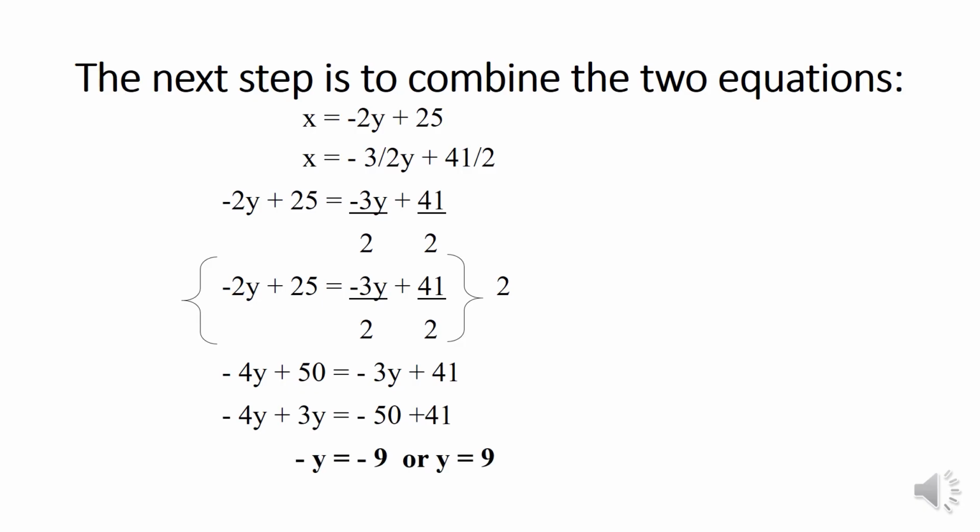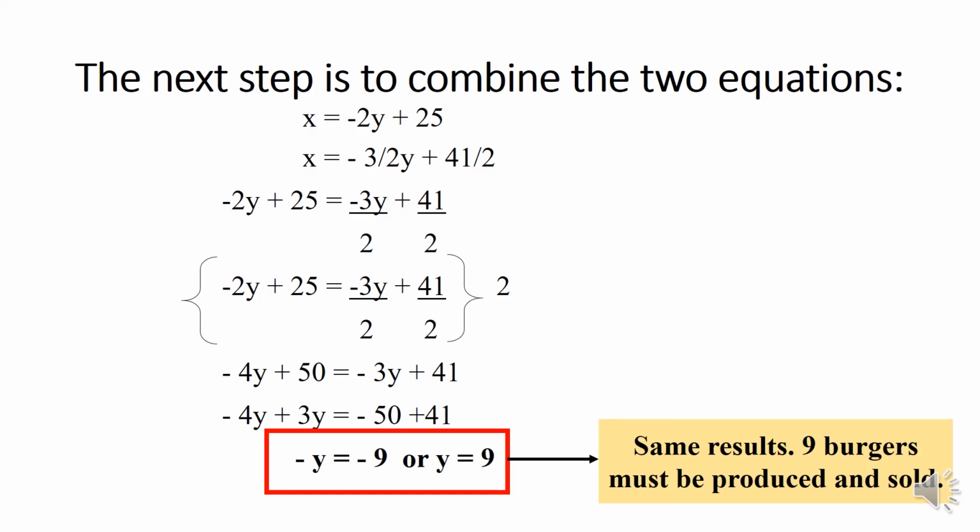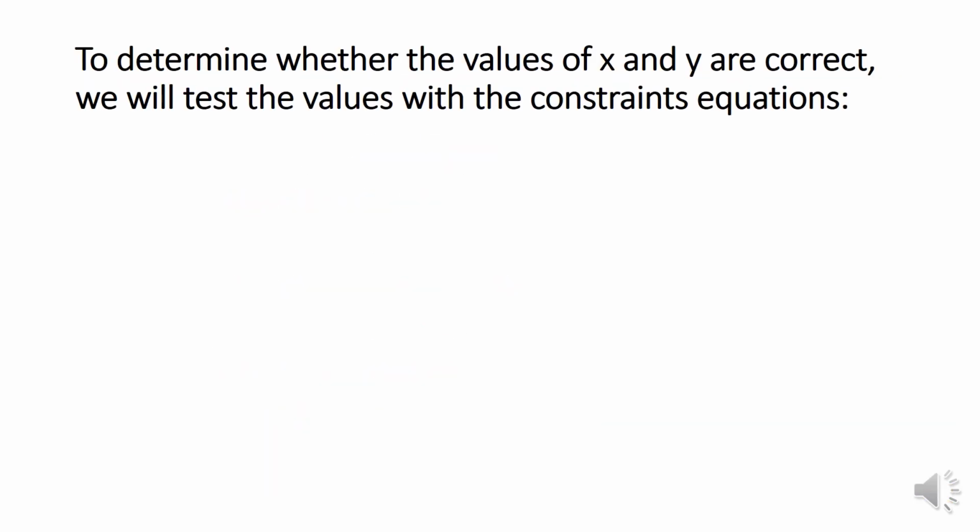Take note that this result is the same as what we got in our previous discussion in the previous two constraints. So let's prove again that we have the same number. The y here is actually the number of burgers. Now let's solve for the number of pizza. To determine whether the values of x and y are correct, we will test the values with the constraint equations. For the dough, we have 2x plus 1y is equal to or lesser than 23.